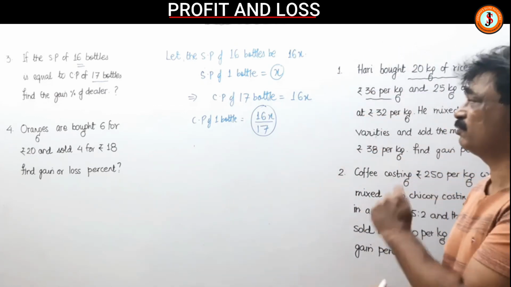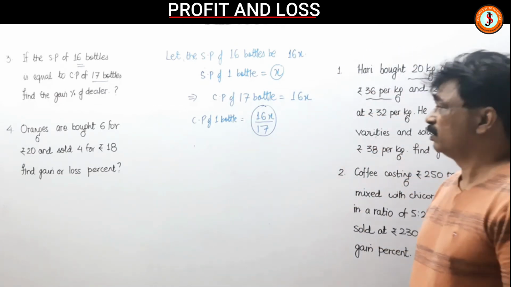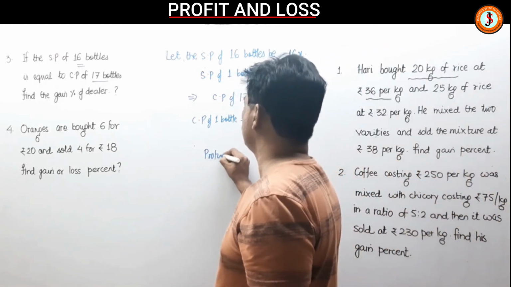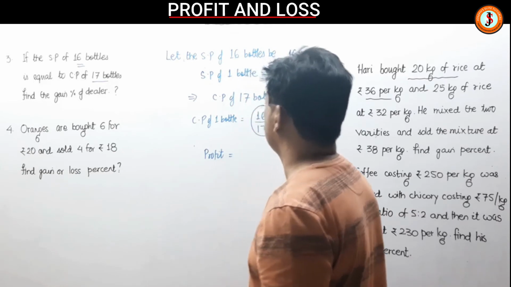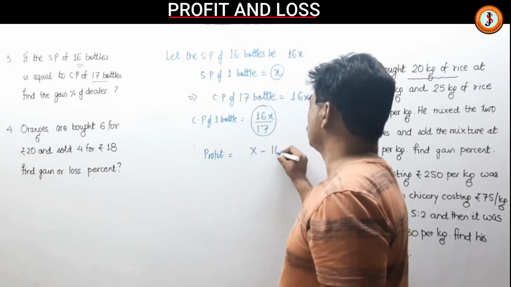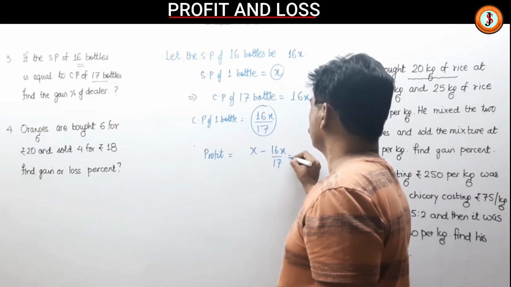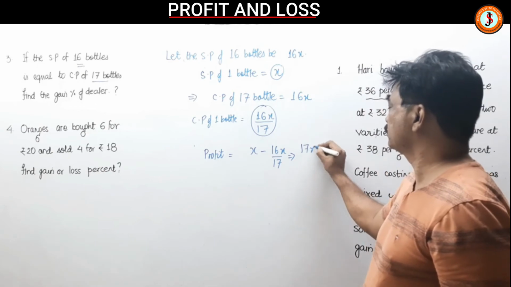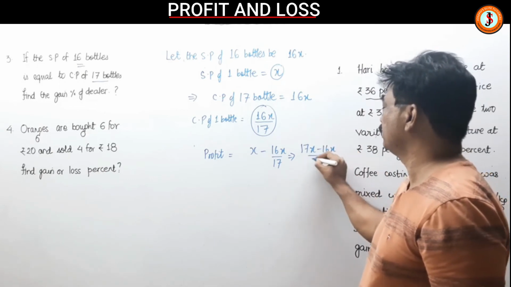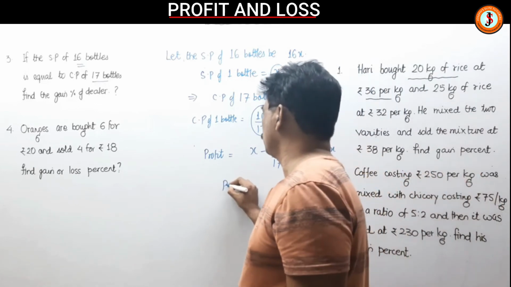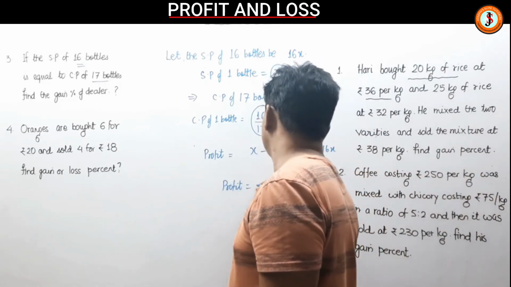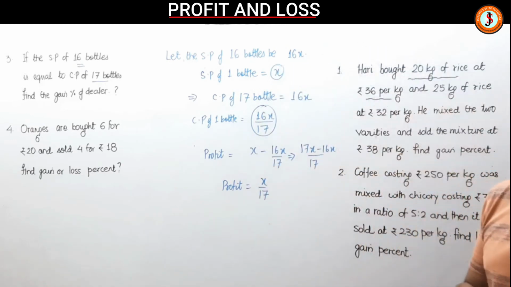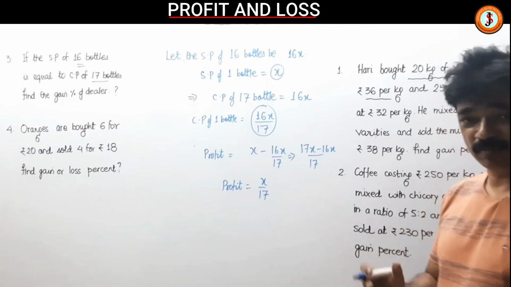So now I have got SP of one bottle and I have got CP of one bottle. Now the fellow is having profit. So profit is equal to what? SP minus CP. So this will be 17x minus 16x by 17. So I am getting profit is equal to x by 17.